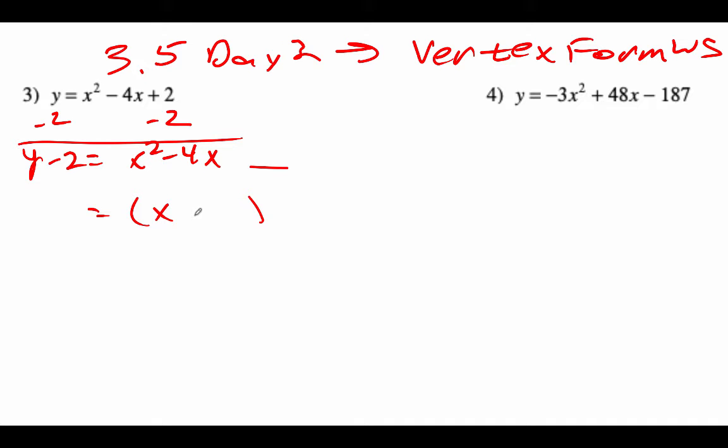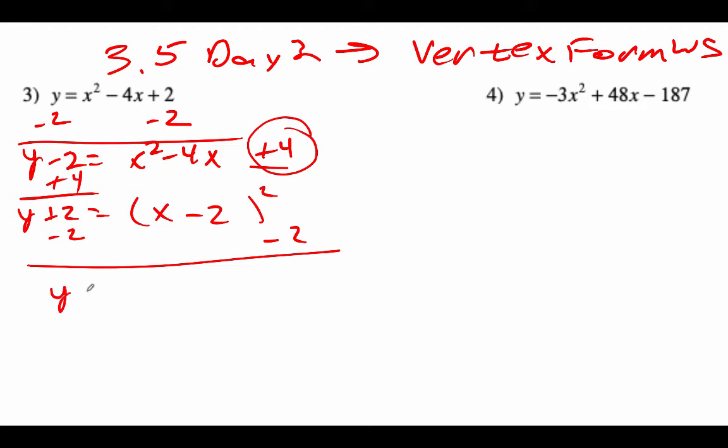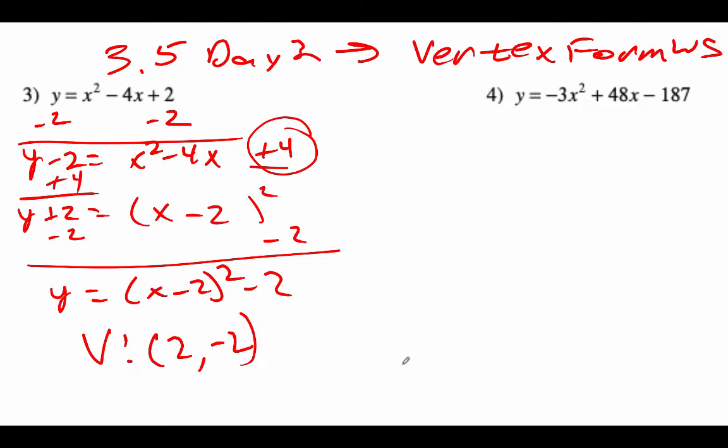We're making our x minus h. I'm going to divide by 2, square it, and go plus 4. If you add 4 to the right side of an equation, you've got to add 4 to the left side. Subtract this guy over. Vertex 2, negative 2.